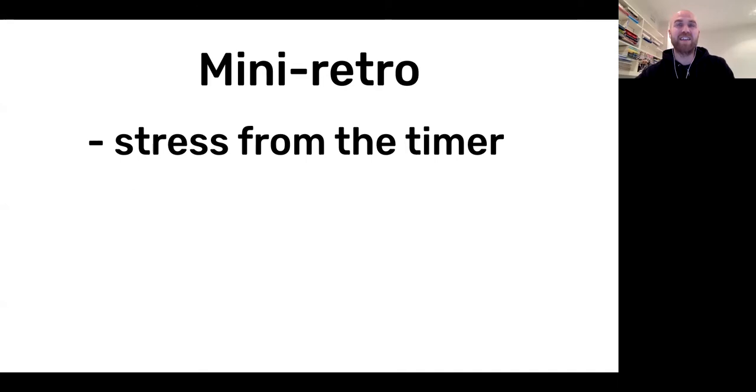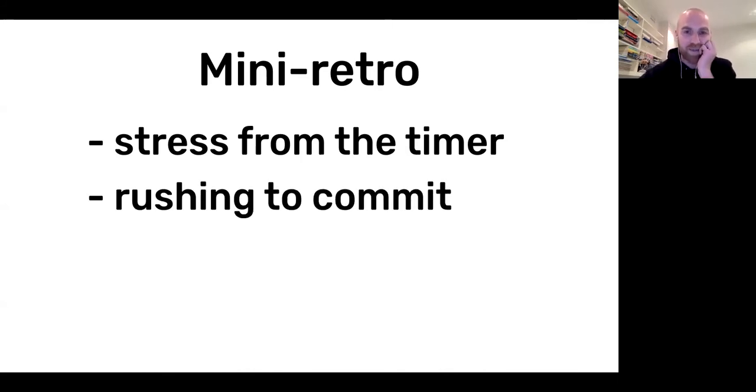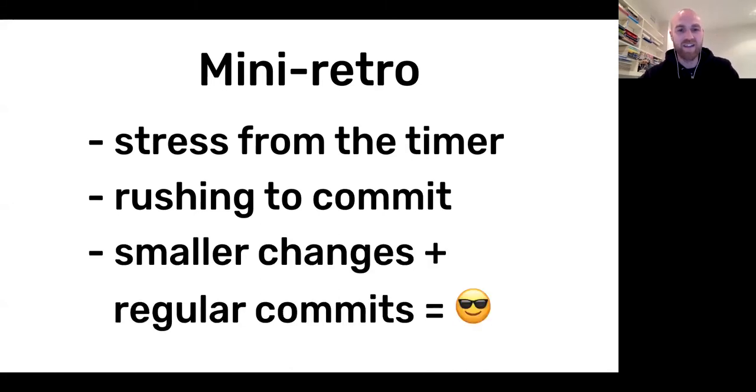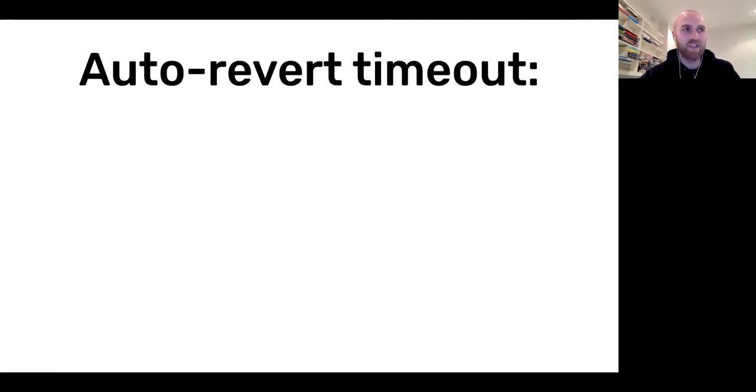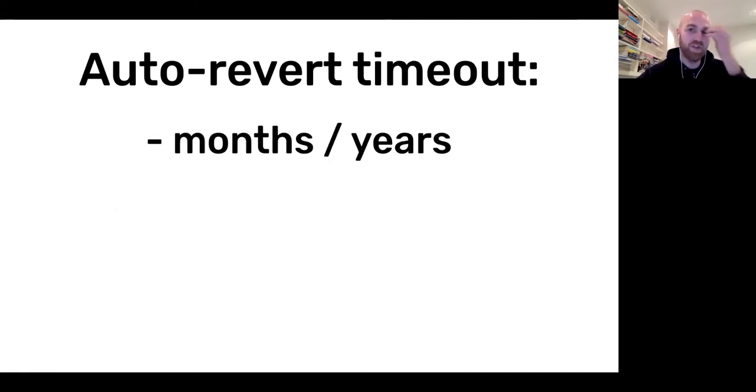And the idea is not to get rid of stress or to force yourself to be comfortable, but to change the way you work so you get less stress, and the timer kind of disappears. I definitely in some cases rushed to commit because the compiler was slow, but in the real world it's rushed because, oh, I don't have time. And in some cases, if I make smaller changes, it just becomes kind of invisible that I'm doing this thing. So that's reflecting on what happened and thinking about auto-revert timeout.